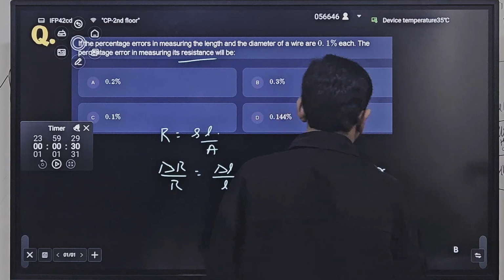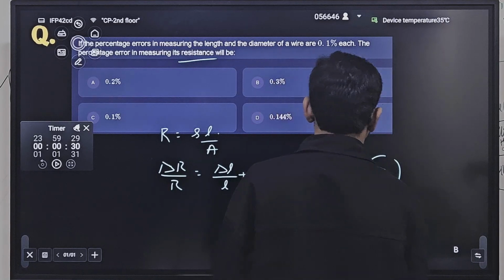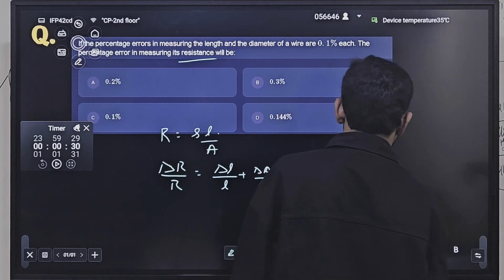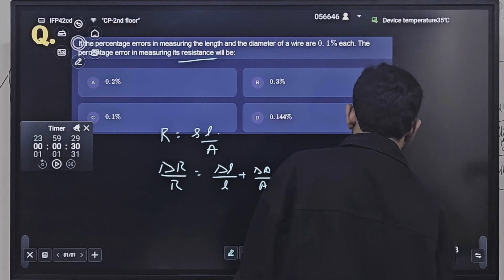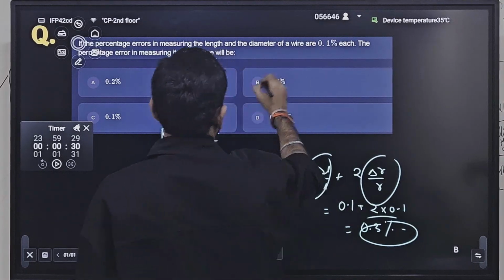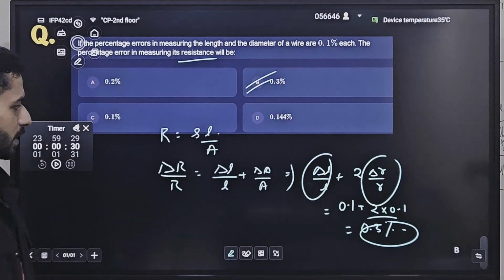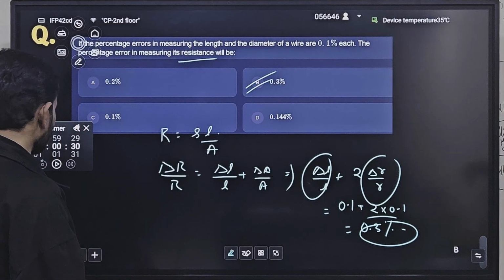Now what are the percentages that are given? This is 0.1% plus 2 times of 0.1%. That means total now it is how much? 0.3% will be the answer. Which option is coming correct? The option is coming correct. Easy question again on the same pattern.